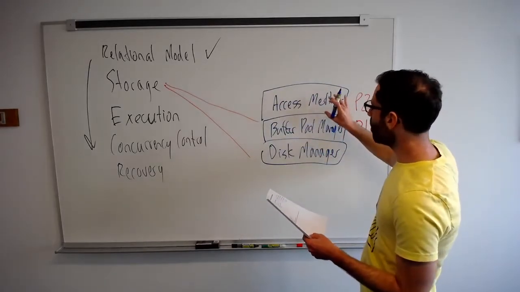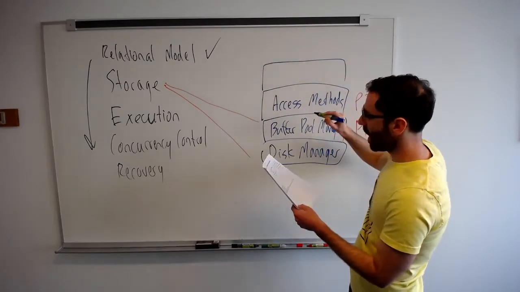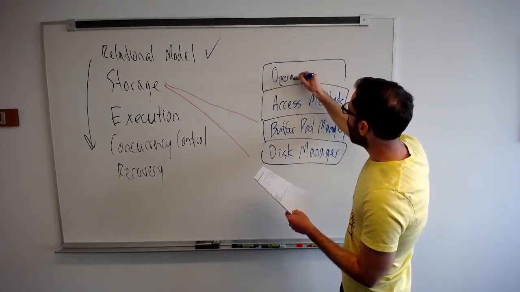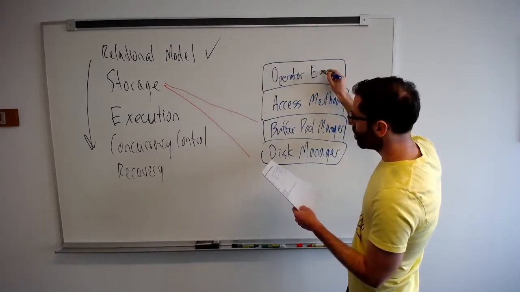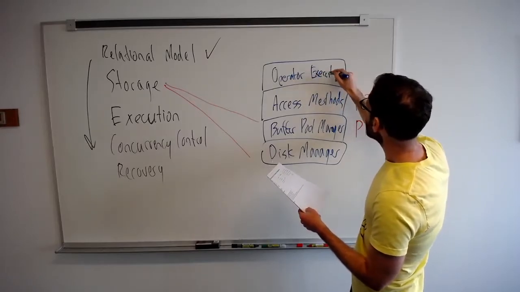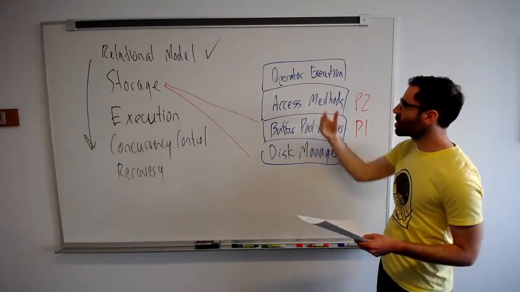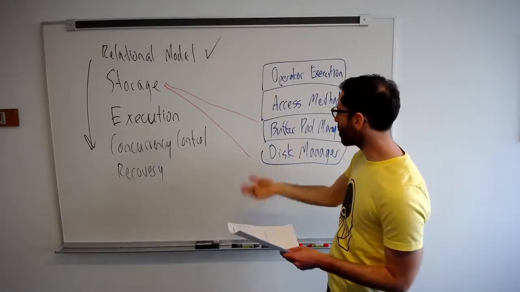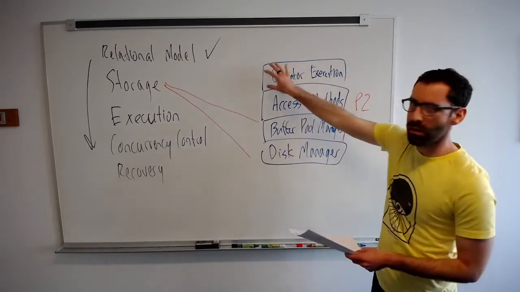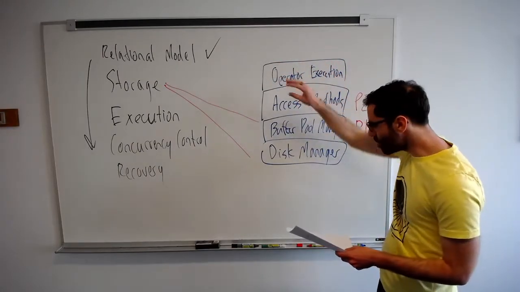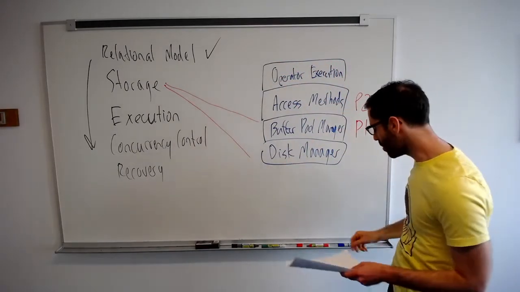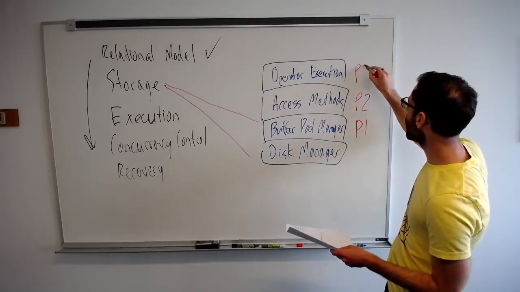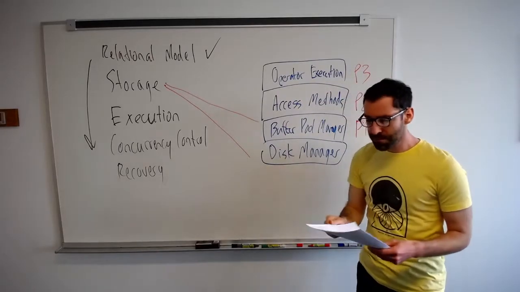And above our access methods, we have operator execution. We've talked about SQL operators such as joins, sorting, and aggregations, and there's a part of a database system that actually executes these different operators on our data and produces the appropriate result. This will be our final Project 3.